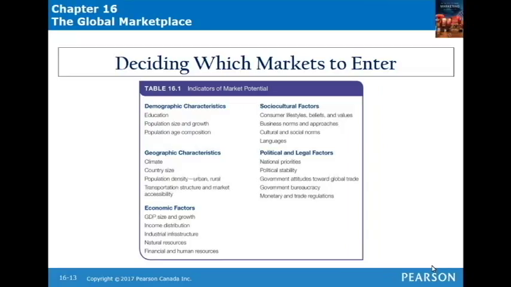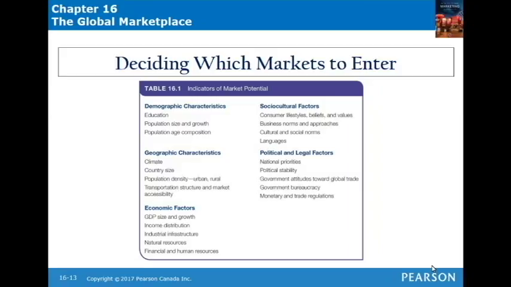Deciding which markets to enter. Table 16.1, indicators of market potential. In the category called demographic characteristics, we have education, population size and growth, and population age composition. Next category, geographic characteristics: climate, country size, population density, urban rural, transportation structure, and market accessibility. Next category, economic factors: GDP size and growth, income distribution, industrial infrastructure, natural resources, financial and human resources.